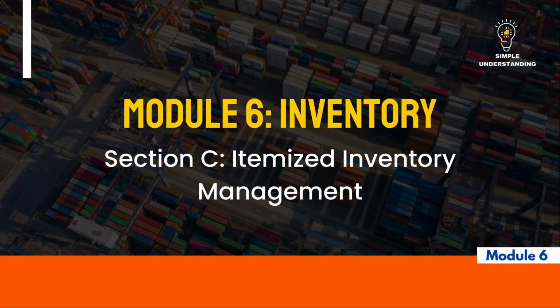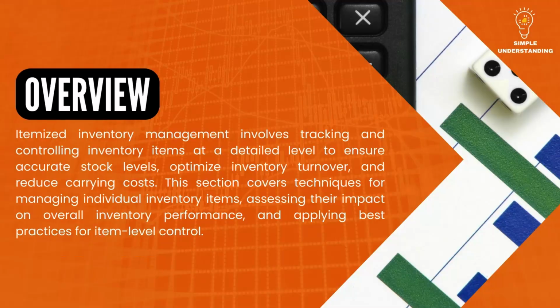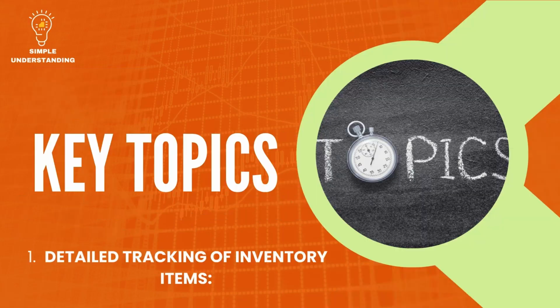Section C. Itemized Inventory Management. Overview. Itemized inventory management involves tracking and controlling inventory items at a detailed level to ensure accurate stock levels, optimize inventory turnover, and reduce carrying costs. This section covers techniques for managing individual inventory items, assessing their impact on overall inventory performance, and applying best practices for item-level control. Key topics.